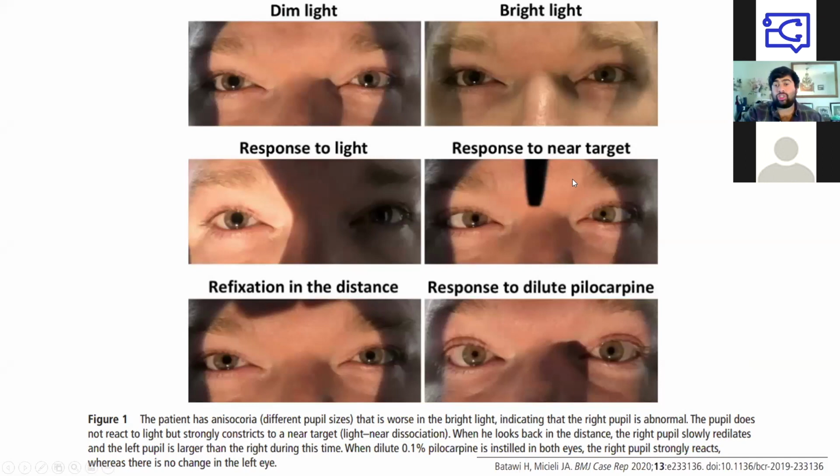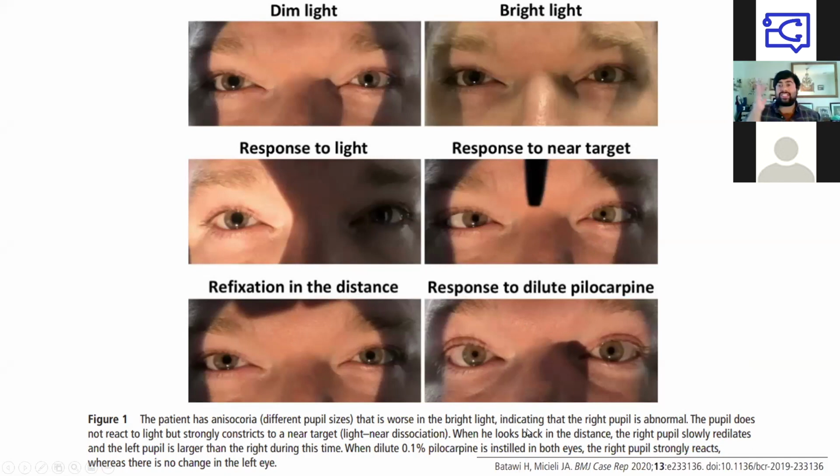Then you ask the person to accommodate. You ask them to look at a near target, and you can see really nicely that both pupils are now kind of equal in size. This right pupil is constricted quite a lot because the accommodation is preserved. So again, another feature of the Adie's pupil. And then finally, this bottom right panel, you can see that the practitioner has applied topical pilocarpine, and now you can see that the right pupil has gone from being mydriatic to miotic. It's gone from being bigger than the left pupil to smaller than the left pupil. So I just thought this was a really, really nice demonstration.